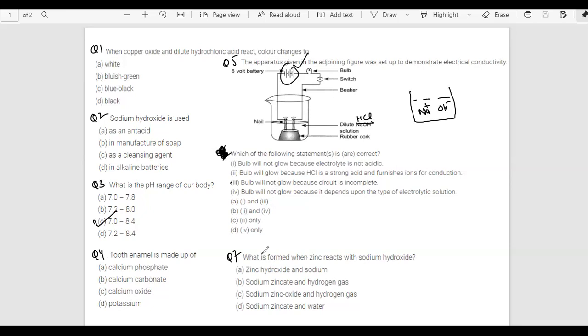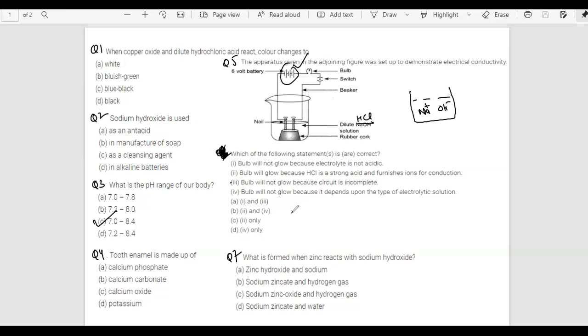Yes, sir. What happens when zinc reacts with sodium hydroxide? Question number 7. Zinc reacts with sodium hydroxide. Sir, option B. Option B, yes. Sodium zincate and hydrogen gas will be formed.